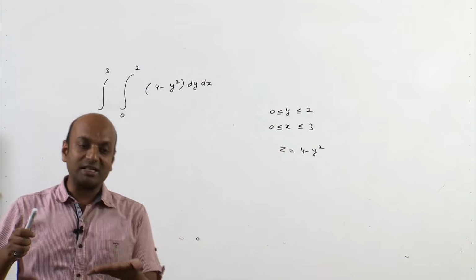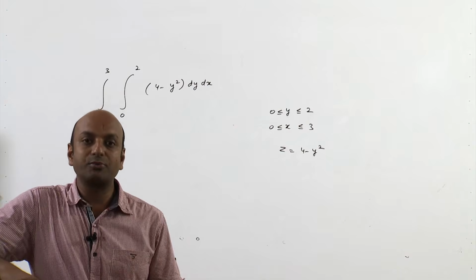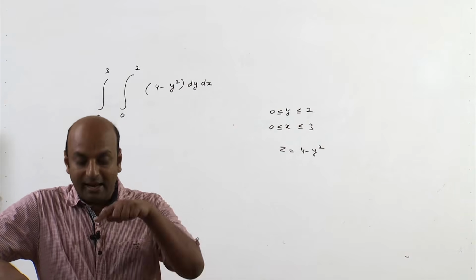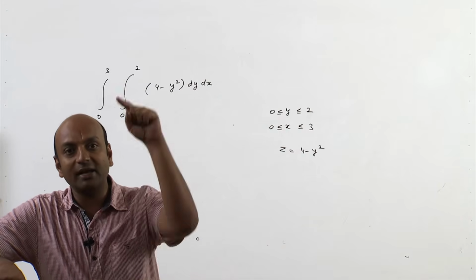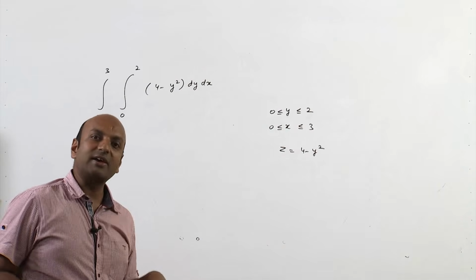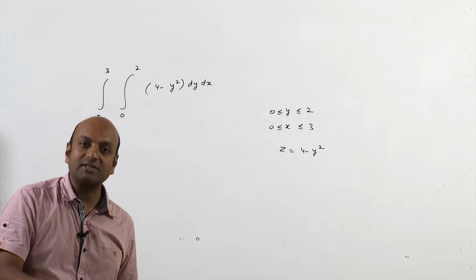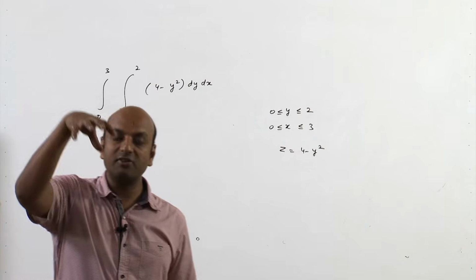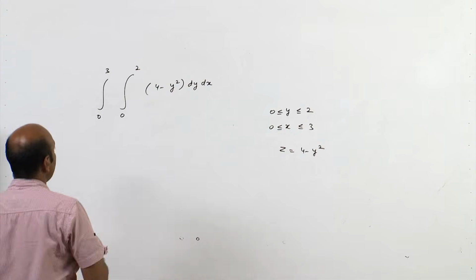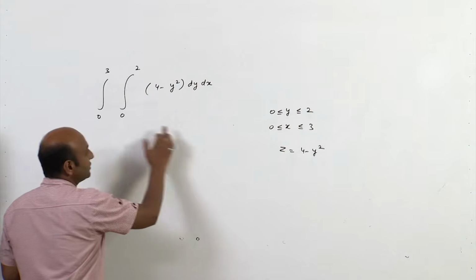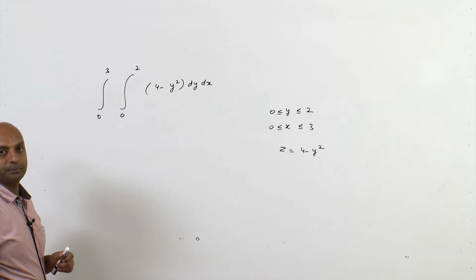You have a rectangle on the xy plane where x is varying from 0 to 3 and y is varying from 0 to 2, and for every xy in that rectangle we have a corresponding height which is governed by 4 minus y square. Then 4 minus y square into dx dy or dy dx will give the volume of the solid erected on that rectangle. So, this is basically the volume of a solid on this region, and the height is governed by this expression.